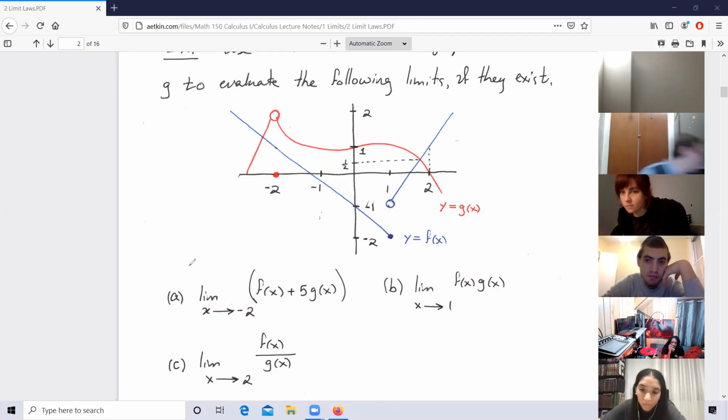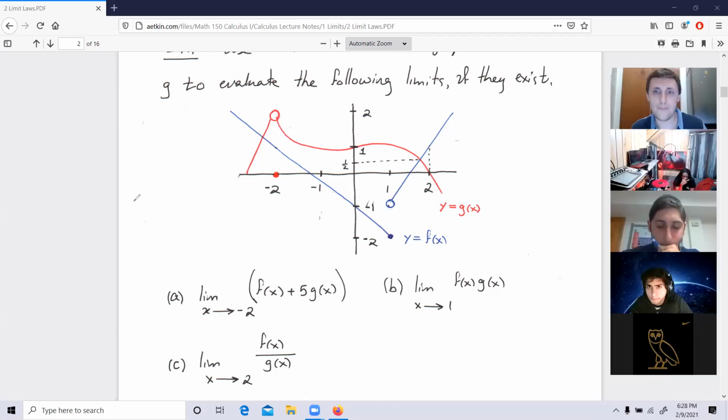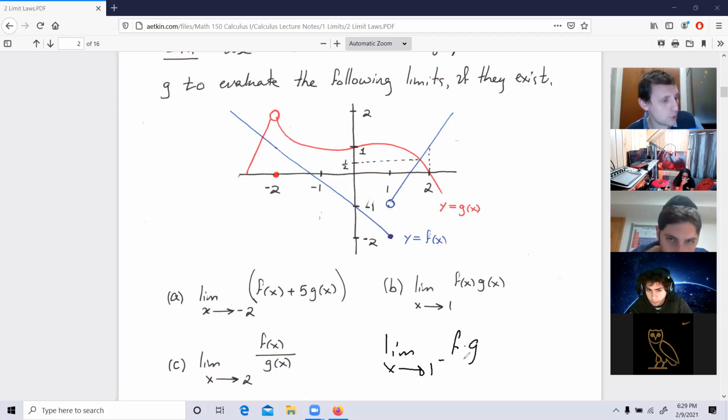All right, let's work on that together now. Let's see what you have said. 6 people replied. So Sophia says it does not exist. Very good. So you can see what's the problem? If I approach from the left, consider this limit first. The limit as x goes to 1 minus of f times g. What is f going to approach if I go to 1 minus? It's going to approach -2, multiplied by the value of g, which looks like 1. So it's going to be -2.